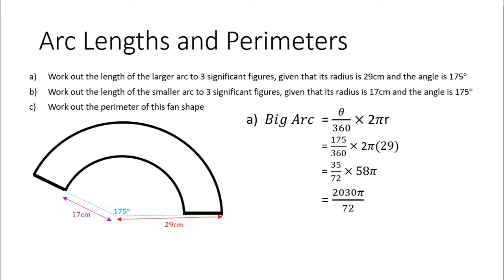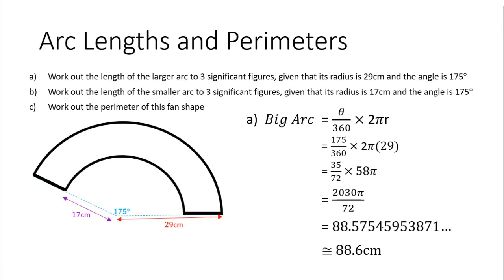If I put this on my calculator and I work it out, I get this long non-terminating decimal answer, which I'm told in the question I need to round to 3 significant figures. So the 3 highest place values, that's 88.5, but with a 7 after it, it's going to round up. That's 88.6 centimeters. Approximately, this has been rounded.